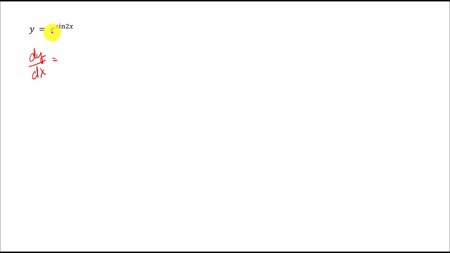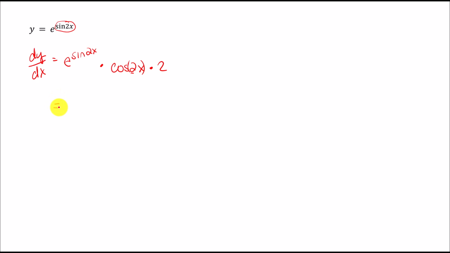Remember that with e, everything stays the same. So initially we're going to write everything just the way you see it. But then we have to remember that we have to multiply by the derivative of the power. And so the derivative of sine 2x is going to be cosine 2x, and you have to remember to multiply the 2 because that's what's inside cosine. So we have to multiply by the derivative of the inside every single time.